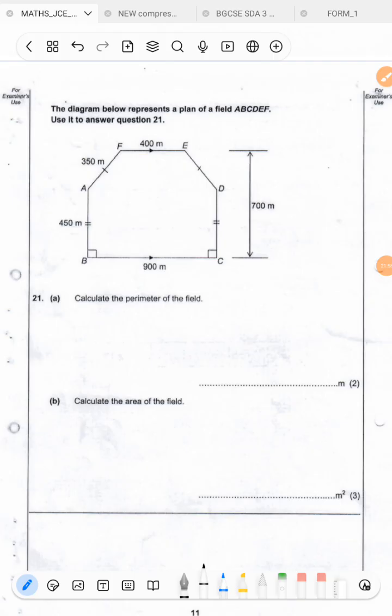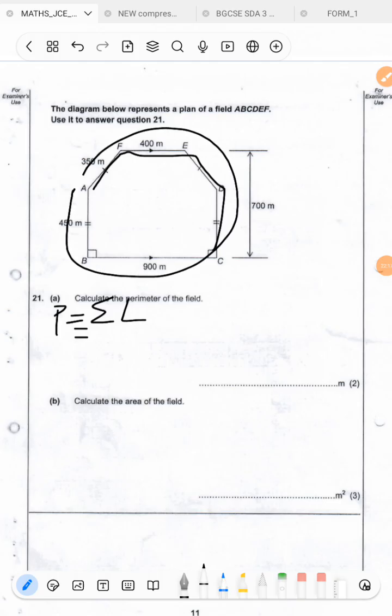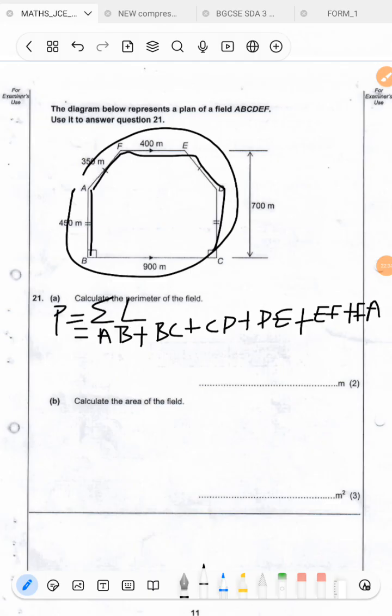What is perimeter? Perimeter is basically the sum of the length around the shape. So how do we sum that? To sum the length around this shape, we're going to move from here all the way to the other side. So therefore perimeter is going to be AB plus BC plus CD plus DE plus EF plus FA. I'm just representing those different lengths that we have there.